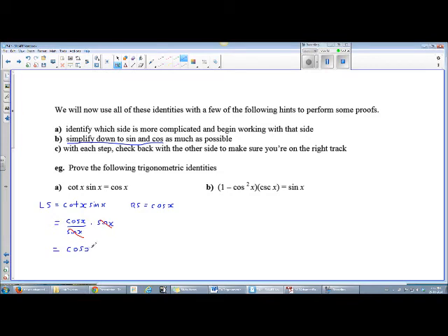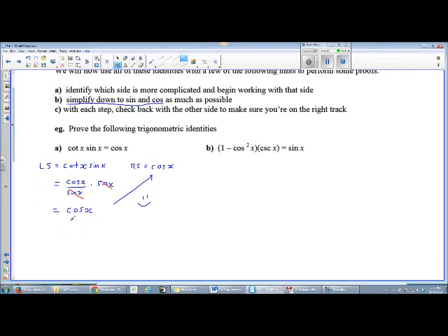And if you look up here, we see, oh, nice, that is the same thing. Therefore, that equals the right side. And a little therefore statement wouldn't hurt. Therefore, cotangent x times the sine of x does indeed equal the cosine of x. Okay, first one down. Let's take a look at the second one.